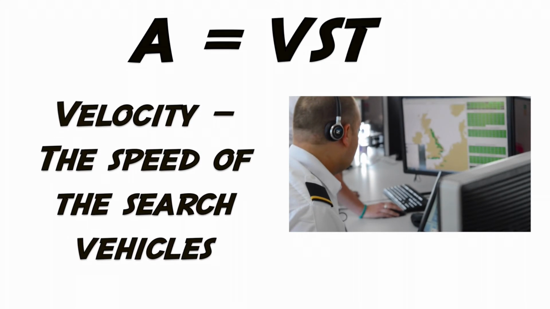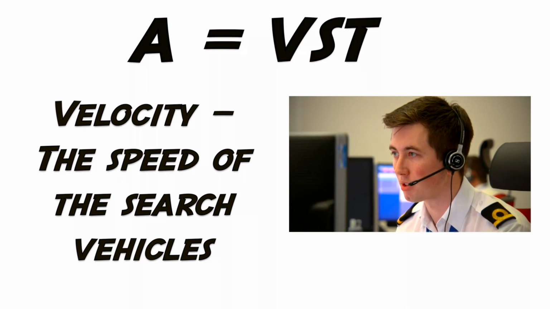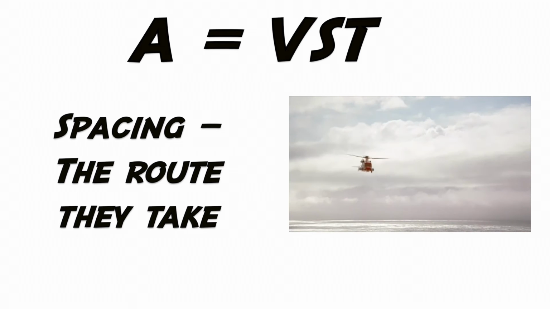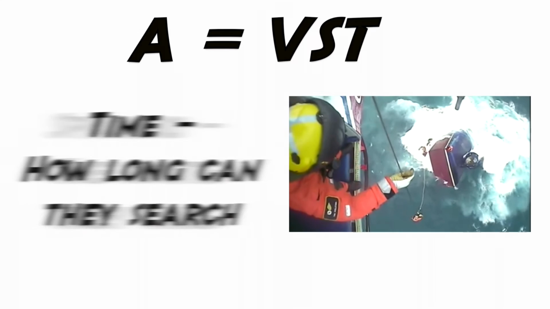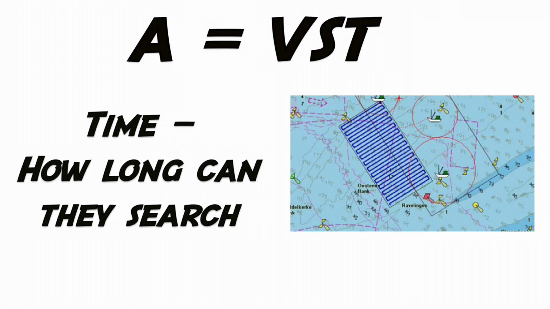V is for velocity of the helicopter or lifeboat. This is how fast they can cover the search area in the current weather condition. S is for track spacing. This is the route they take through the search area to make sure they can physically see all of it. And T is the time available. How much fuel does each rescue craft have, and how long can we continue to search?